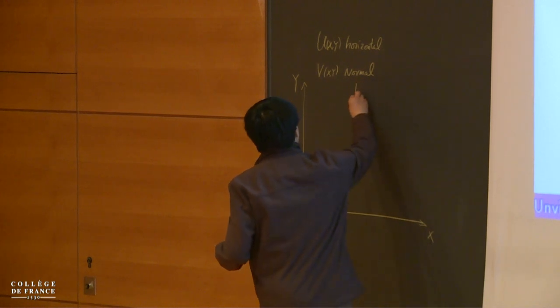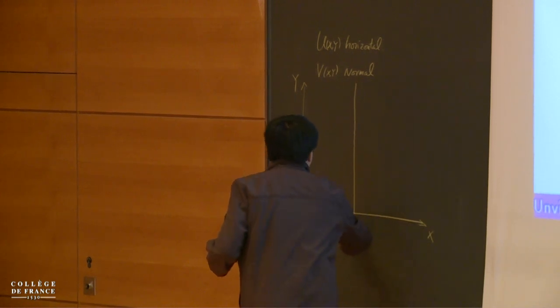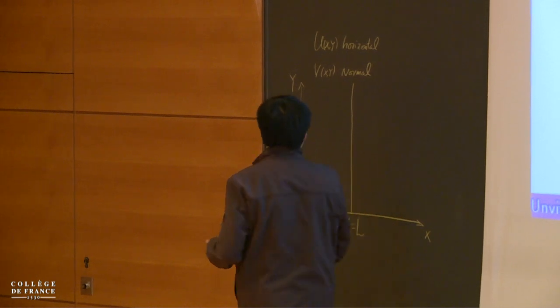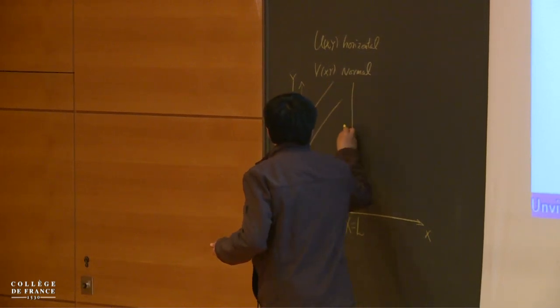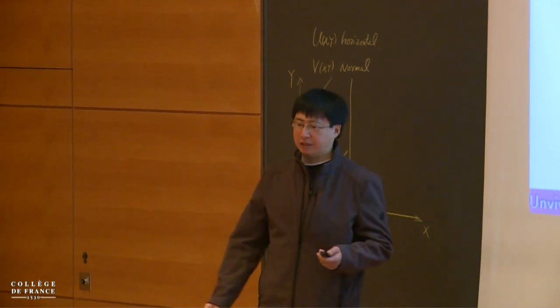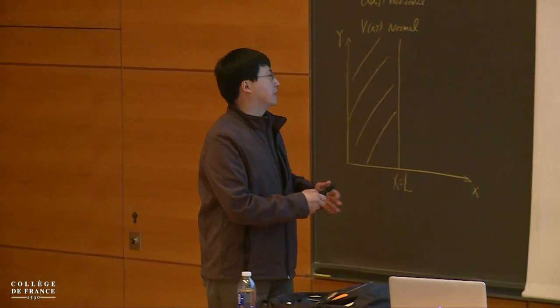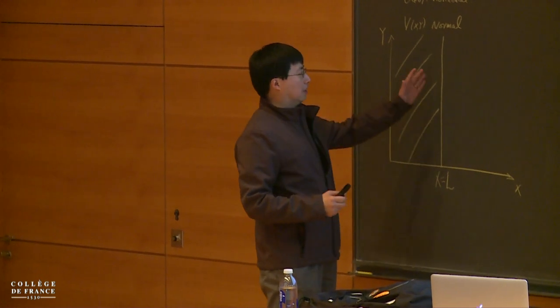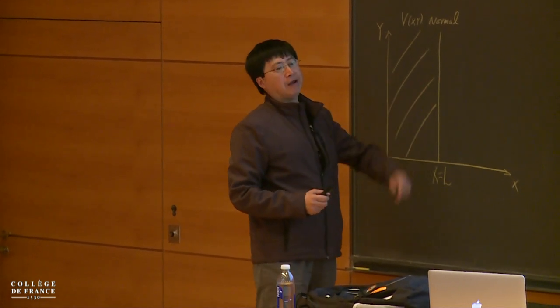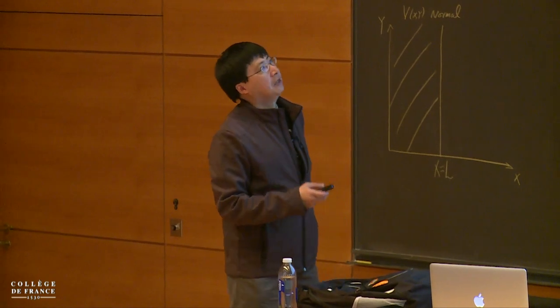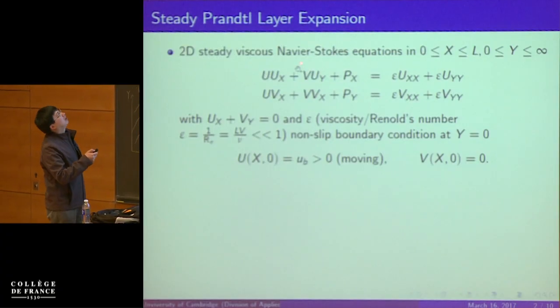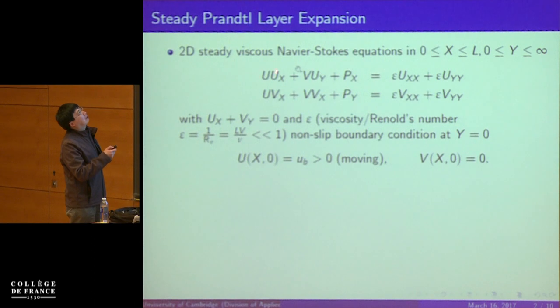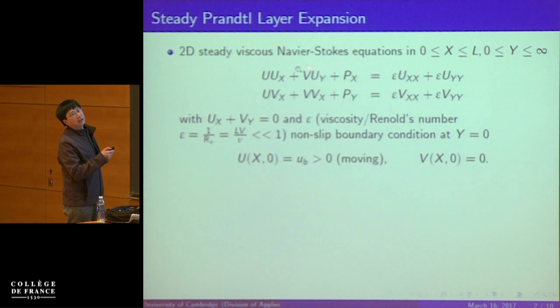And moreover, there is a boundary here. So this is x equals L. So this actually is the region I'm considering for this problem. So we can imagine a 2-dimensional fluid passing through this region, right? So here, u is the horizontal velocity, while v is the normal velocity. And we have a pressure. So P denotes the pressure.